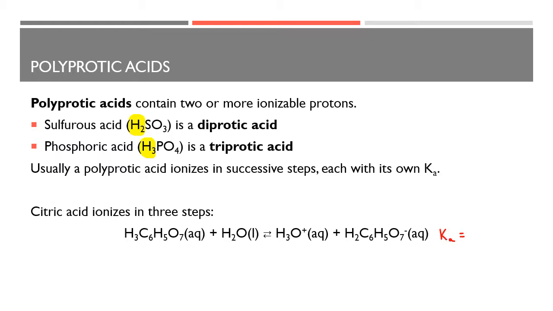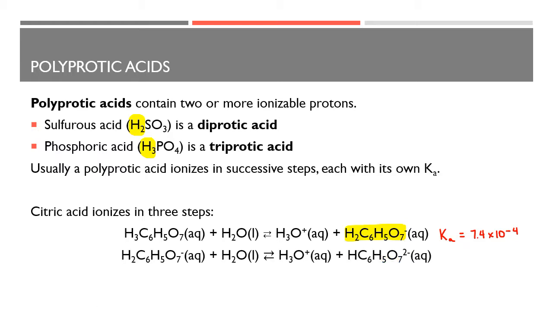The first step has a Ka of 7.4 times 10 to the negative 4th. Now, keep in mind here, we only removed one hydrogen from that citric acid in the first step, and that creates that conjugate base of H2C6H5O7 negative. That product is the acidic reactant in the next step. And that next step has a Ka of 1.7 times 10 to the negative 5th.